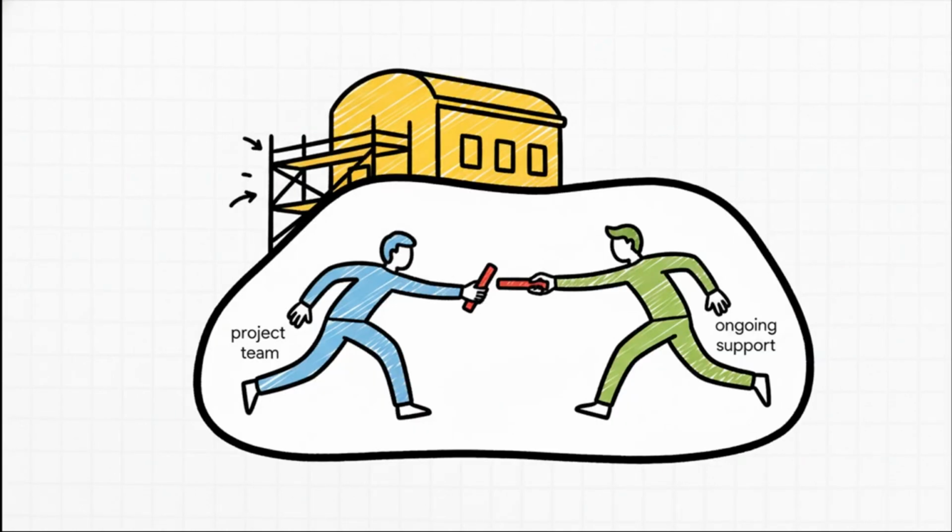And that brings us to the final phase, run. At this point, the project is officially over. The system goes from being a project to just being part of the company's daily operations, managed by the permanent support team. The baton has officially been passed.